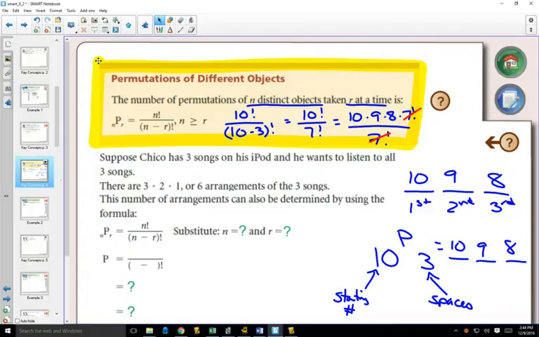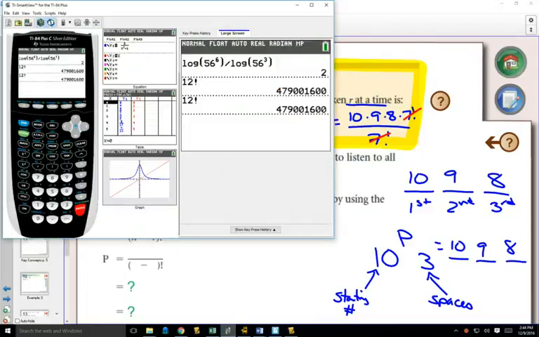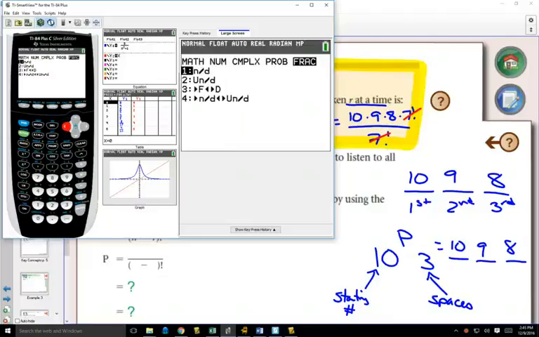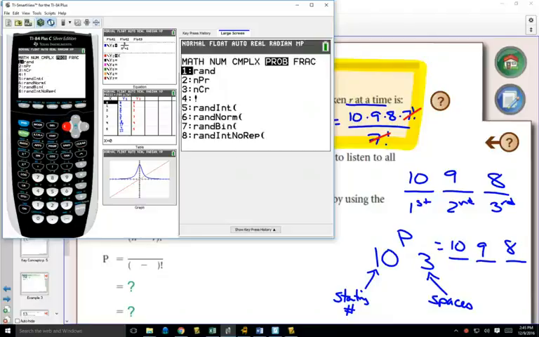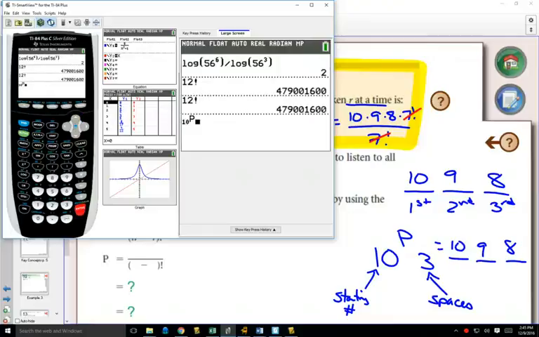It's in your calculator. So you go to your calculator. You can go 10, math, over to probability, the same place. And then there's nPr, the second one. 10P, and then you can plug in 3, and you'll get the same answer, 720.